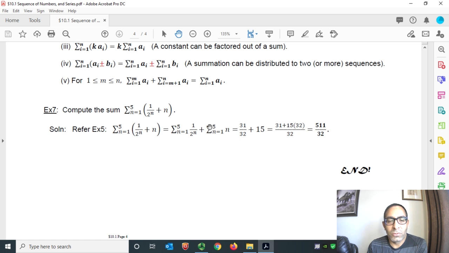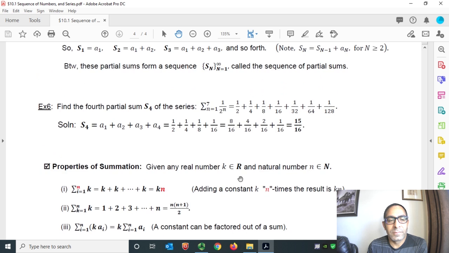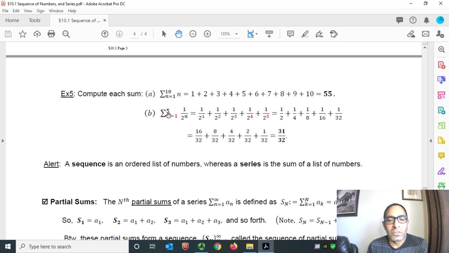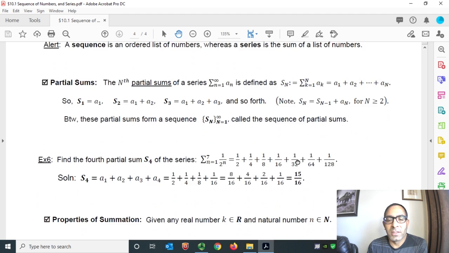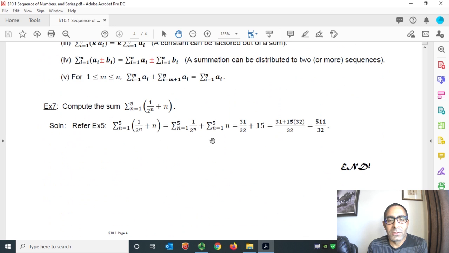Then this first series we already computed in example 5, part B: the summation of 1 over 2 to the n, n equals 1 to 5, gives us 31 over 32. So let me copy that answer and put it here. So this first sum equals 31 over 32. In the second sum, the summation of n runs from 1 to 5. So that means n equals 1 plus n equals 2 plus n equals 3 plus n equals 4 plus n equals 5. So 1 plus 2 plus 3 plus 4 plus 5 turns out to be 15.